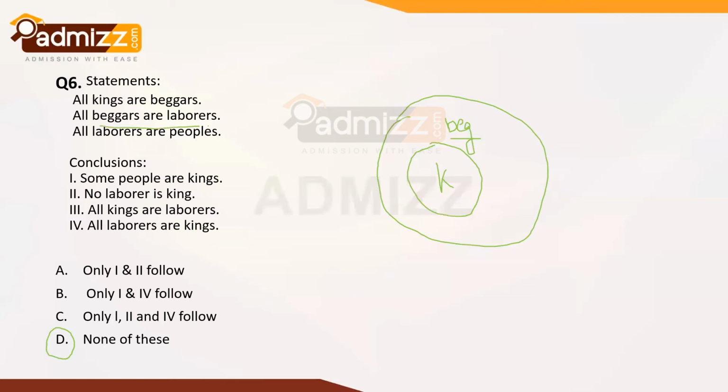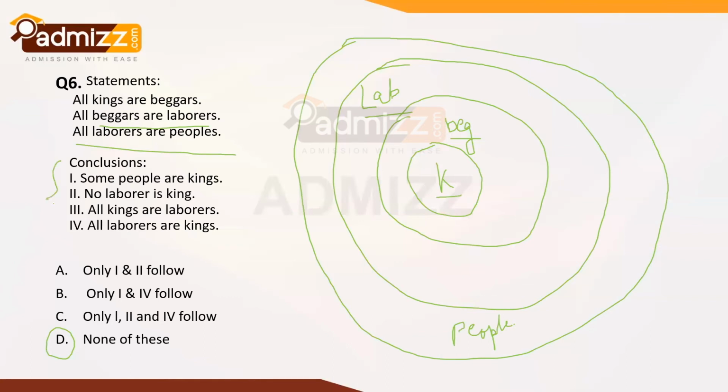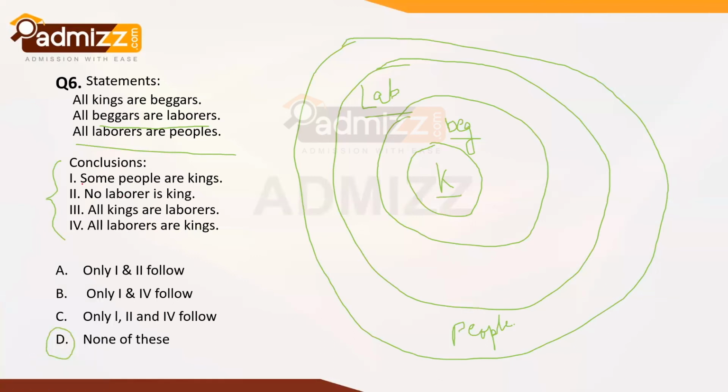All beggars are laborers. So we have another bigger set of laborers, which I'll be representing by LAB. This is kings, this is beggars, this is laborers. And all laborers are people. So we've got an even greater set, which includes people, which I'll be writing here at the bottom. So with the Venn diagram made, we'll be taking a look at the conclusions. Take a look at this. Some people are kings, right?